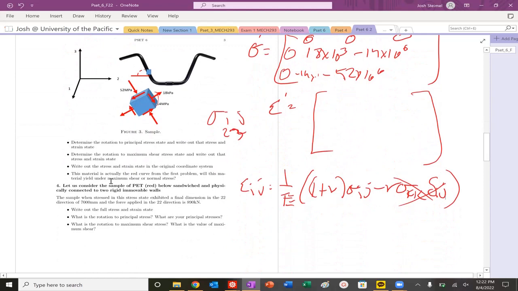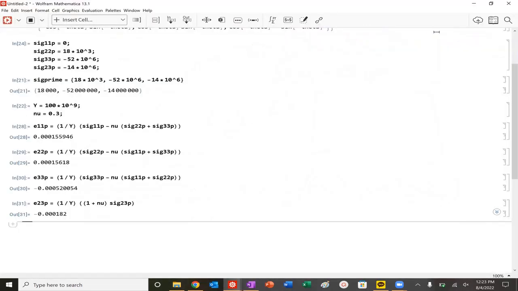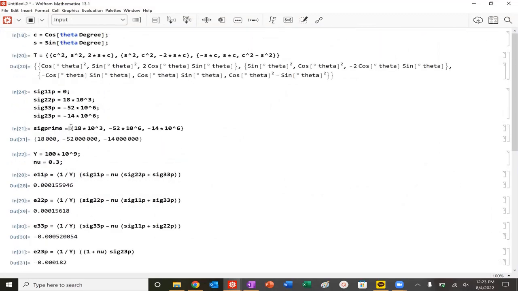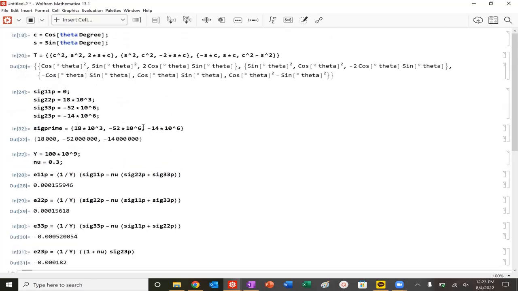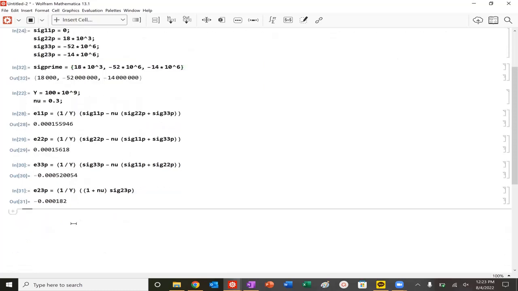Now we're asked, what is the rotation to principal stress state, and write out that stress and strain state. So we need to figure out, and this is where I'm going to get my sig prime, what is the rotation that's going to get me to my principal stress state? What does that mean? It means where I don't have any shear stresses. So how can I do that?